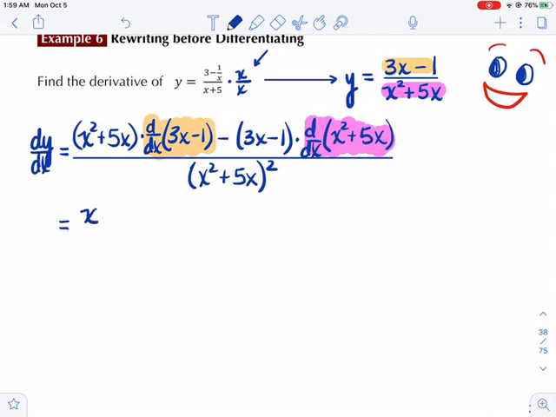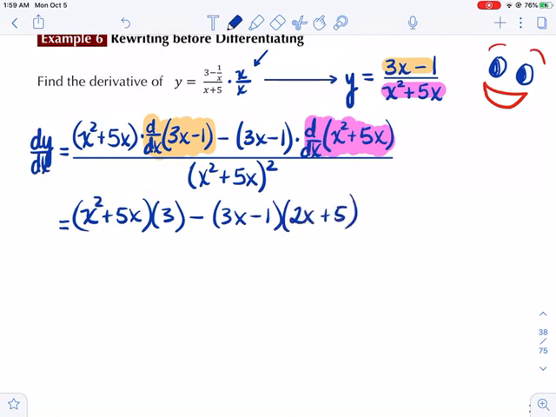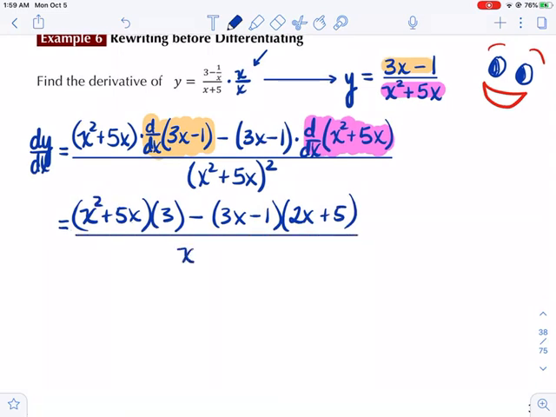So we get dy dx is equal to x squared plus 5x, and then we have times 3, the derivative of 3x minus 1. Then we have minus the quantity 3x minus 1. I'm very careful with the use of parentheses, if you notice. And then times the derivative of x squared plus 5x, which would be 2x plus 5. That is all over x squared plus 5x, the quantity squared.